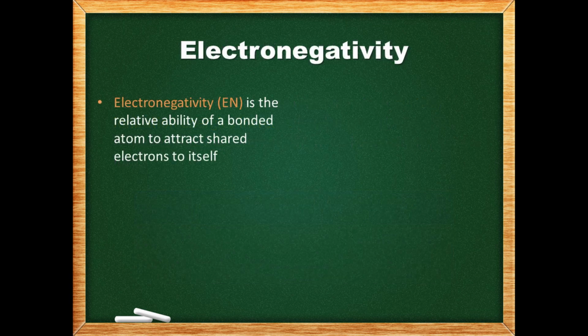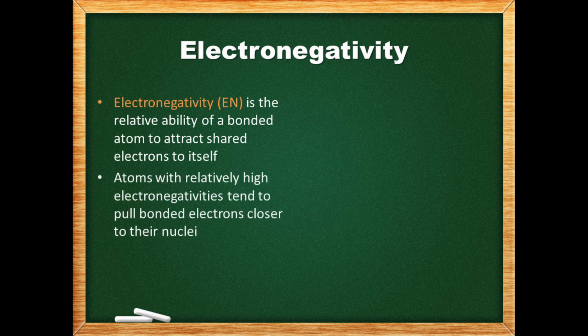To finish off this section, we'll look at trends in electronegativity. Electronegativity, often shortened as EN, is defined as the relative ability of a bonded atom to attract shared electrons to itself. For instance, atoms with relatively high electronegativities tend to pull bonded electrons closer to their nuclei. In addition to dictating the nature of the chemical bonds that form, electronegativity also plays a role in determining the properties of the compounds containing those bonds.